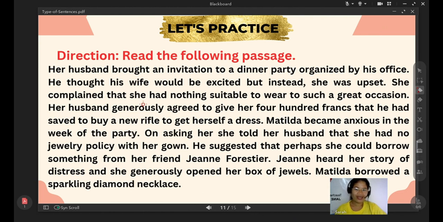So in this one, we are going to read the following passage. Her husband brought an invitation to a dinner party organized by his office. He thought his wife would be excited, but instead she was upset. She complained that she had nothing suitable to wear to such a great occasion. Her husband generously agreed to give her 400 francs that he had saved to buy a new rifle to get herself a dress. Matilda became anxious in the week of the party. She told her husband that she had no jewelry to go with her gown. He suggested that perhaps she could borrow something from her friend Jean. Jean heard her story of distress and opened her box of jewels. Matilda borrowed a sparkling diamond necklace.